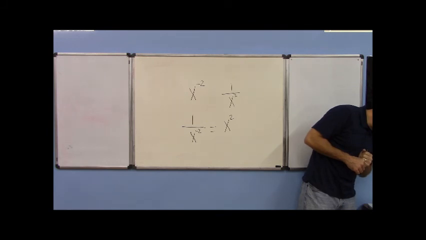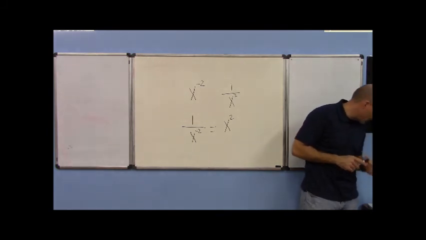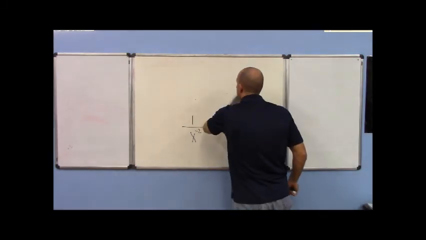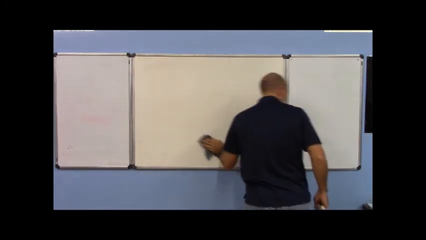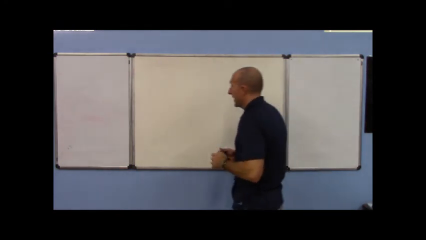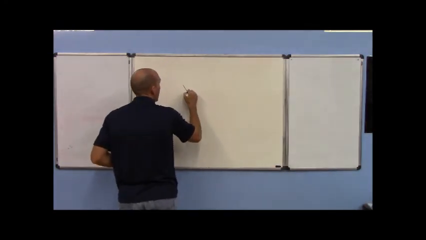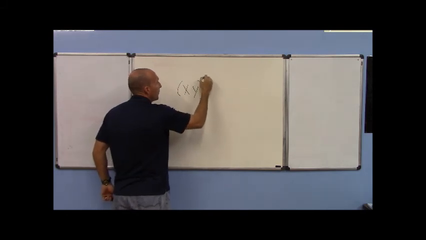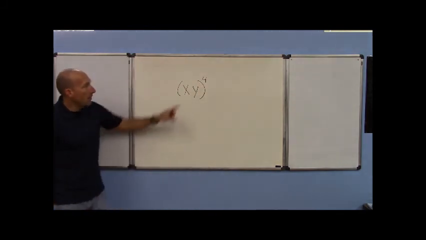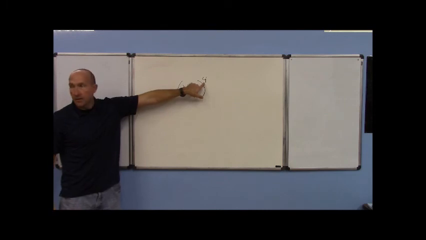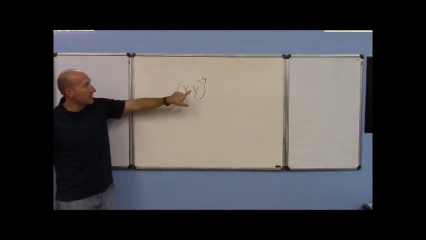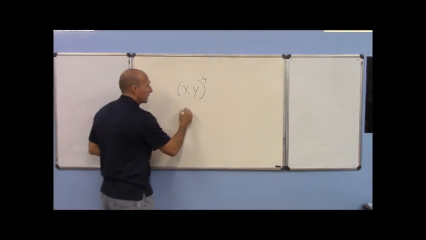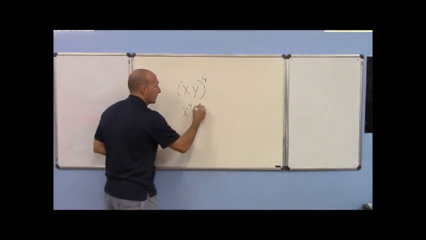Then we have the power of a product property. What this means is, in your book it uses A and B, but if we have x times y, and that is to the power of 4, then that exponent applies to every element inside this parentheses. So this will actually be x to the 4th times y to the 4th.